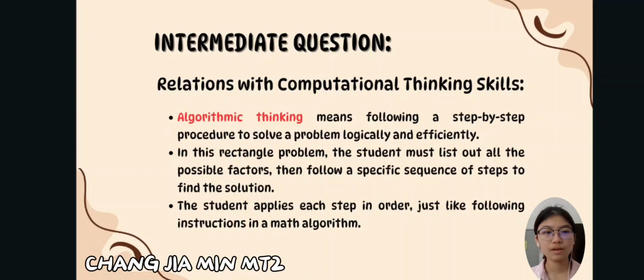And in this question, the student needs to apply each step in order, just like following instructions in a math algorithm. And for this question, the Bloom's level is CLO3, which is applying. It is because this question asks students to apply their understanding of area, factorization, and algebraic relationships in a practical scenario. The guess and check method aligns with application of known procedures to a given situation, showing step-by-step reasoning based on what they have learned.